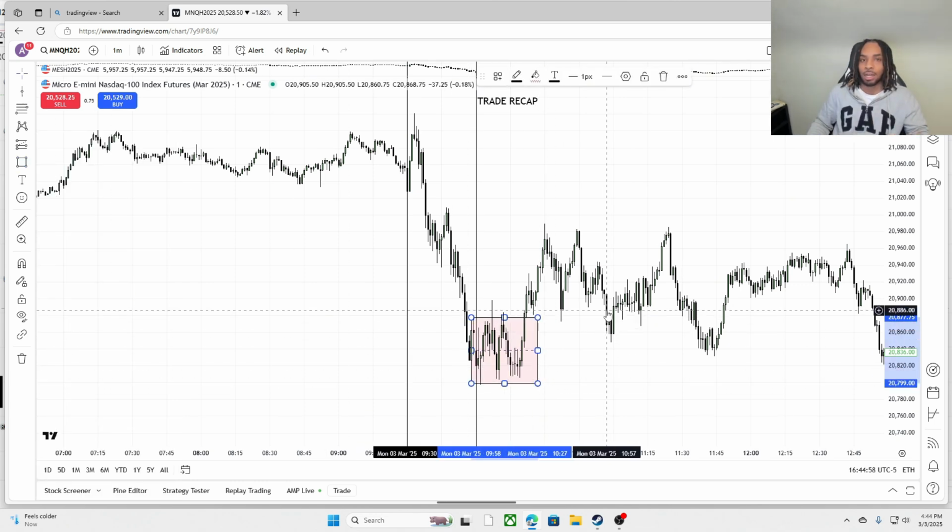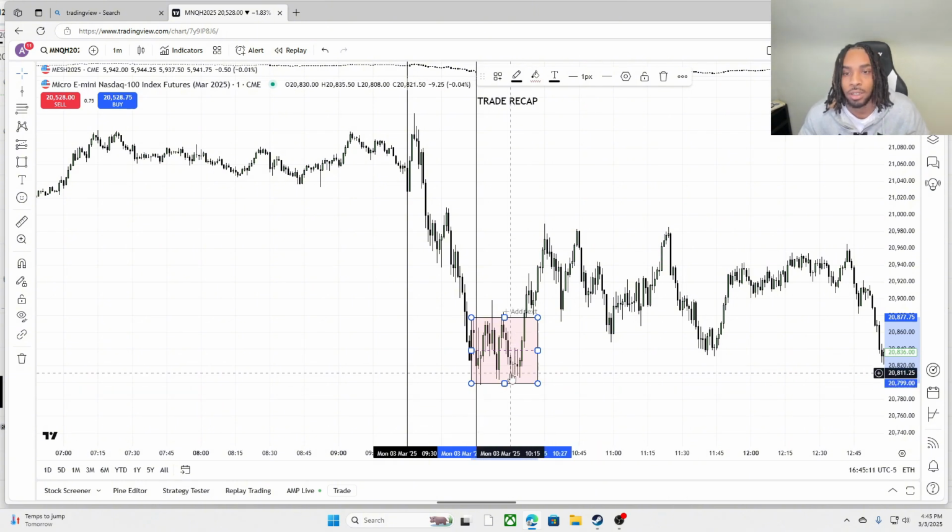And right at 10 o'clock, I don't want to just go long. I want the market to show me that it wants to run to that liquidity that I have marked out. So what I want to wait for is a shift in market structure, displacement, and for my model specifically, I want to see a fair value gap get made.